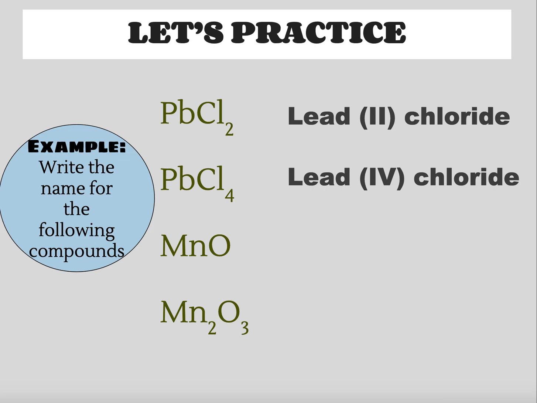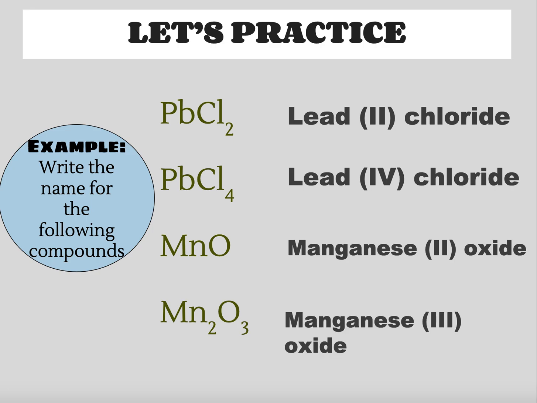These next ones are manganese. Notice how there's only one manganese and one oxygen. That means the charges cancel out. So I know that manganese is +2, which results in a Roman numeral of 2. And the last one is manganese 3 oxide.